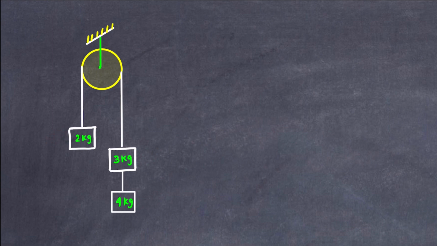Over here you can see that the 3 kg mass and the 4 kg mass are connected by a single string. So the acceleration of the 3 kg block will be equal to the acceleration of the 4 kg block. And you can see that the 3 kg block and the 2 kg block are also connected by a single string, right? So this is the string which actually passes through the pulley.